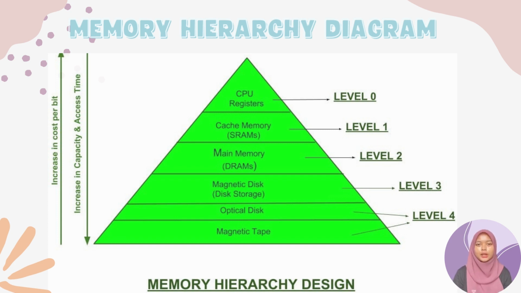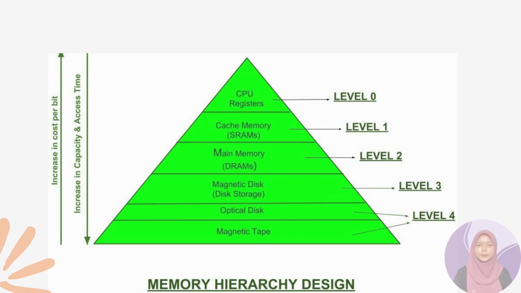Now, I will briefly explain this diagram. Further up, the cost per bit increases, access time decreases, but the capacity decreases. If the capacity increases, it will lead to an increase in access time. In addition, the higher the level in the pyramid, the higher the frequency of access to the memory by the processor.